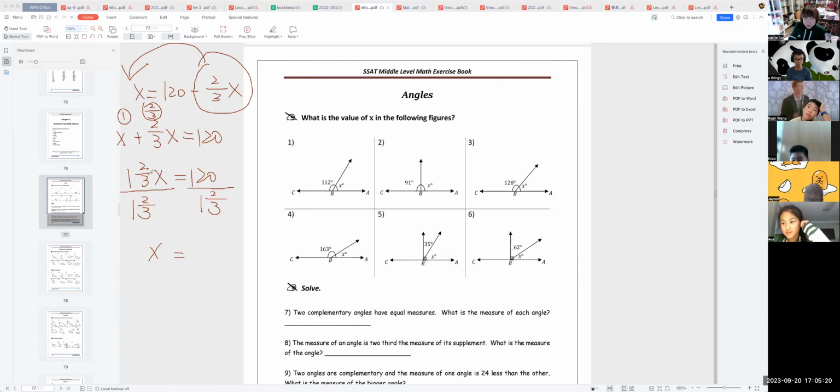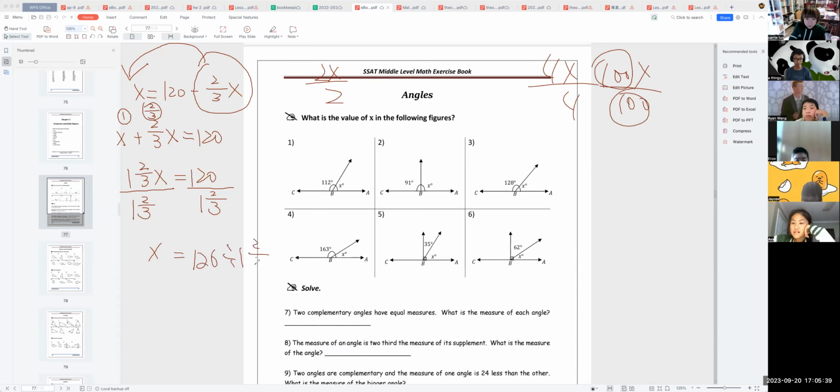Okay, so 1 and 2 over 3x divided by 1 and 2 over 3x is like 2x divided by 2x, 4x divided by 4x, 100x divided by 100x. Get it? So no matter how many of them you have, when you divide it by itself, it always equals 1. So 120 divided by 1 and 2 over 3. How to do it? We need to transfer the first one into improper. So does everybody in this class know 1 and 2 over 3 equals 5 over 3? Yes, okay. So now how to do it? 120 times 3 over 5, right? So you flip them. So again, it's 120 times 3 over 1 times 5.